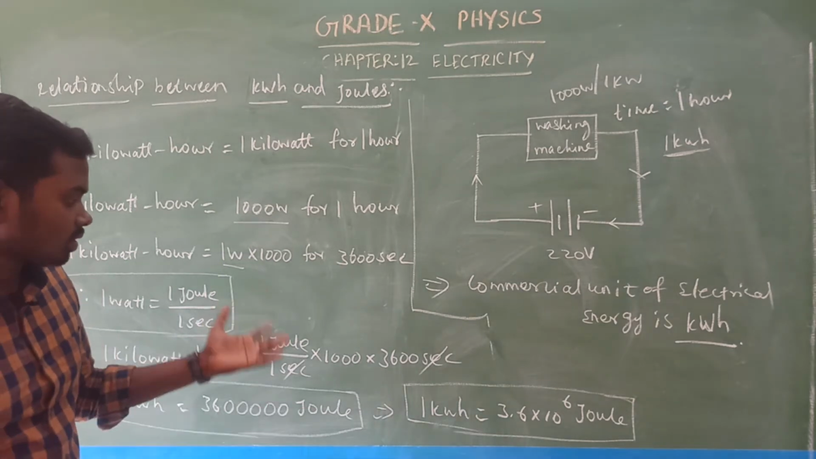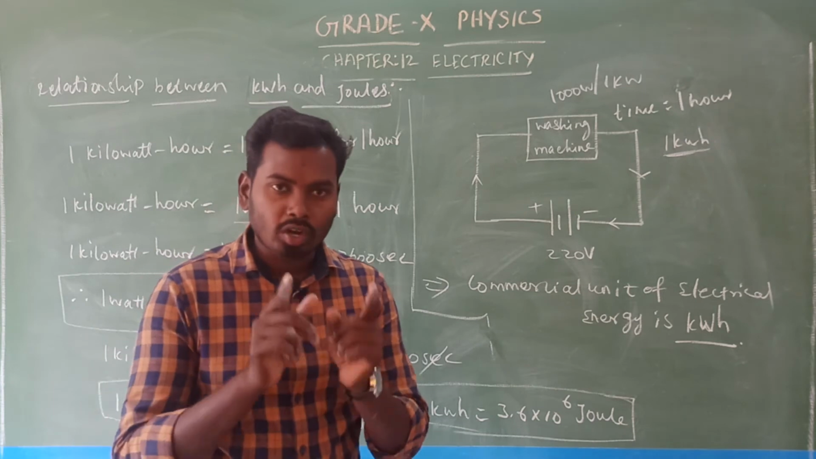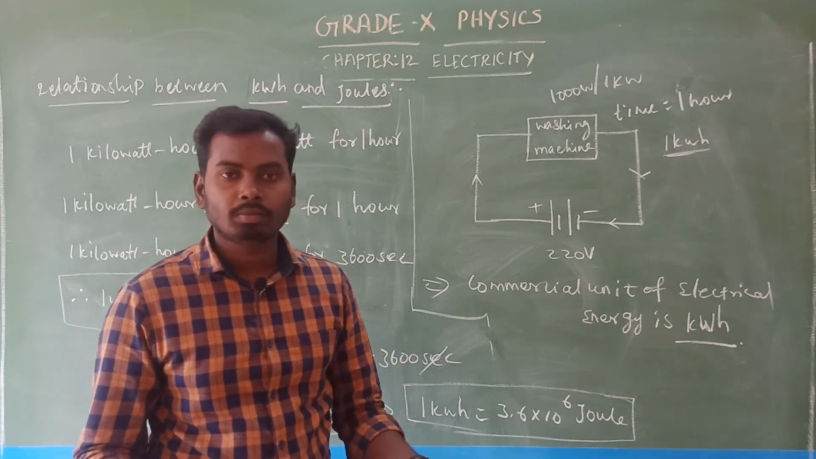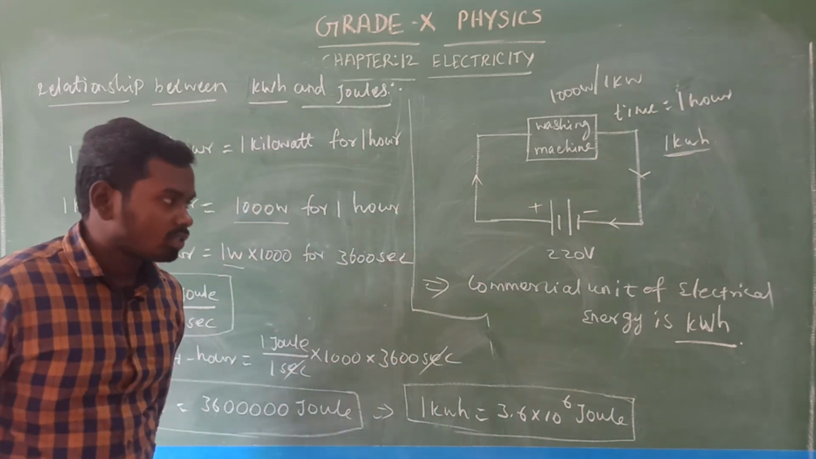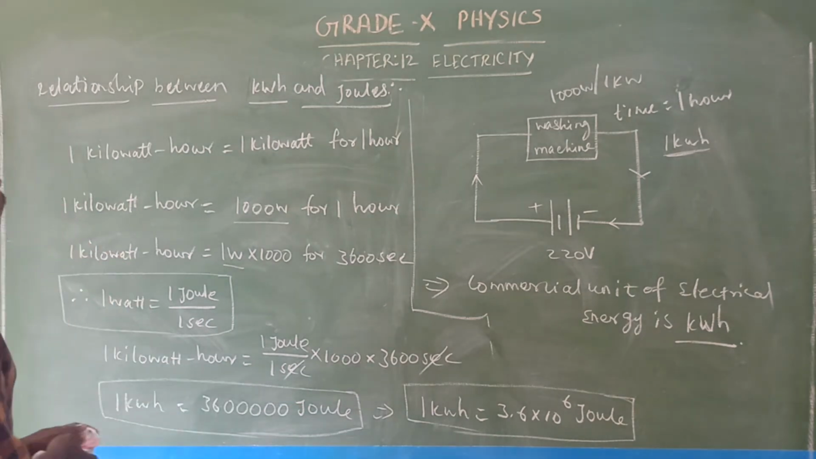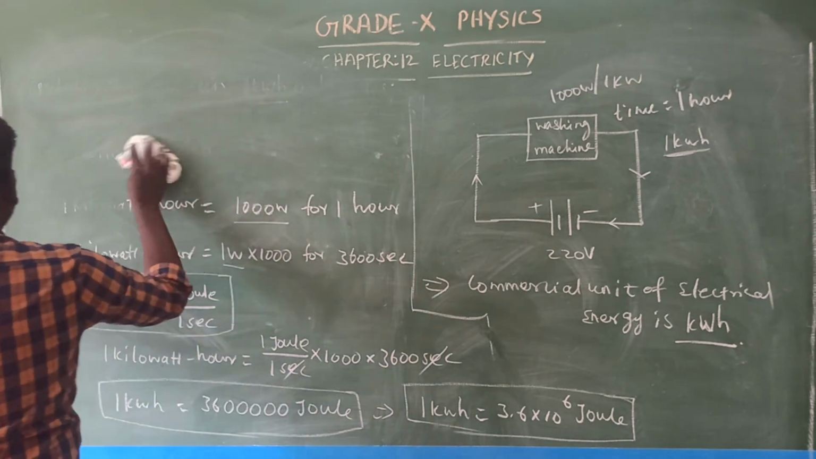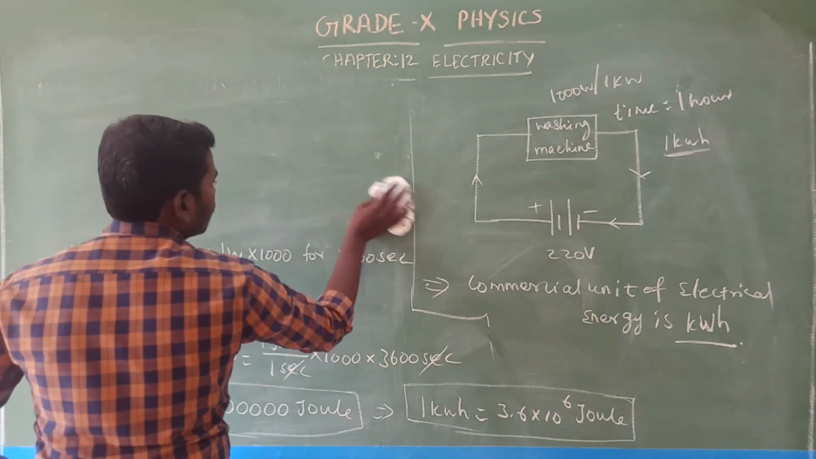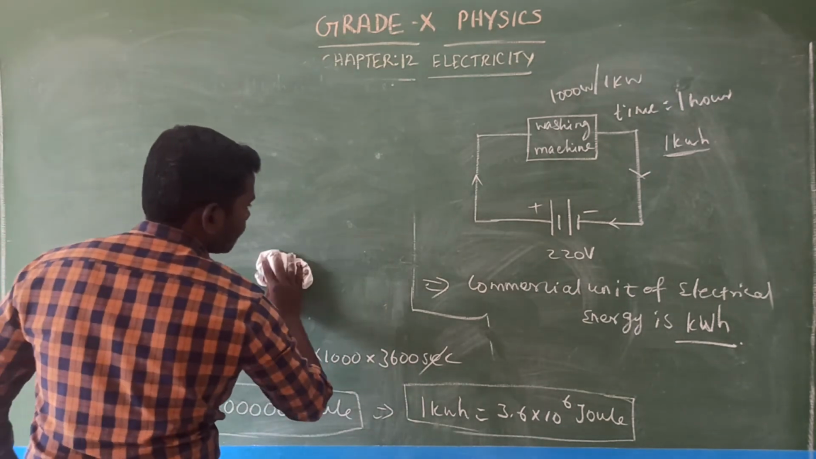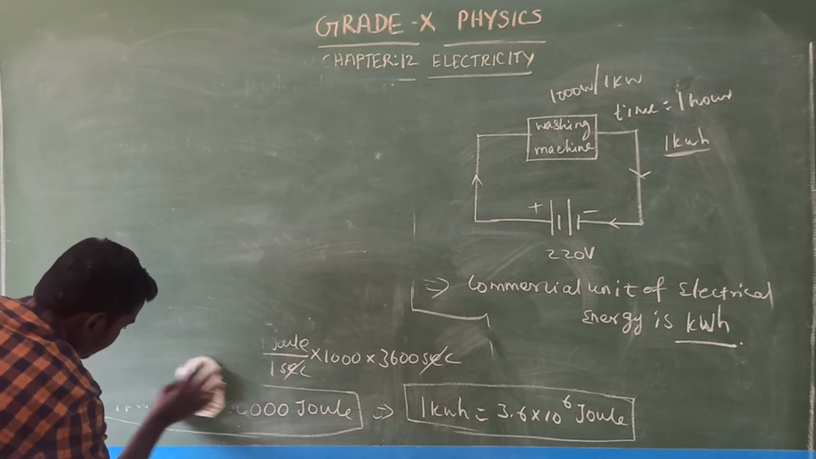Okay, students, that's all. So 1 kilowatt hour is the commercial unit of electrical energy, and 1 kilowatt hour is equal to 3.6 into 10 to the power of 6 joules. Keep all this concept in your mind. So this concept is completed. Next, we are going to do 1 or 2 sums based on this commercial unit of electrical energy.